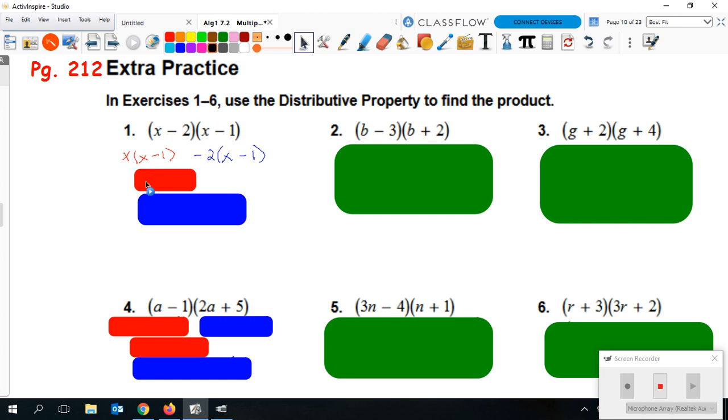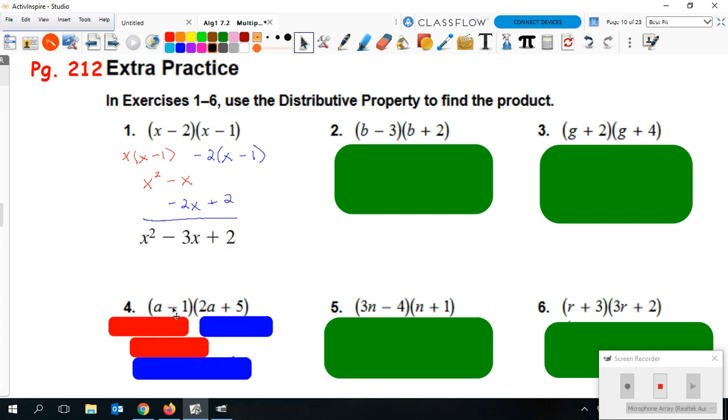When we distribute, here's how I like to do it. I like to put them in column method. So x times x is x squared, x times negative 1 is negative x. So we have x squared minus x. Then negative 2 times x is negative 2x, and negative 2 times negative 1 is positive 2. I like to line them up in column form, so when I combine like terms, I can see which are the like terms. The negative x and negative 2x make negative 3x. So our answer is x squared minus 3x plus 2.